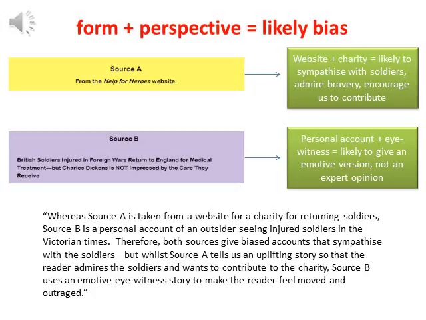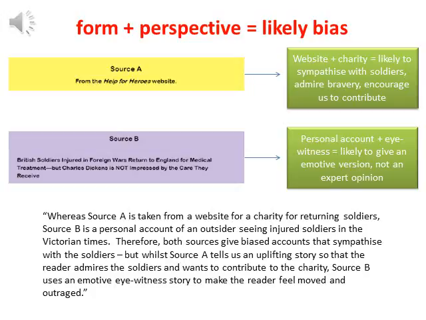So these things together will give you a brief introduction, and that might end up looking something like this. Whereas source A is taken from a website for a charity for returning soldiers, source B is a personal account of an outsider seeing injured soldiers in the Victorian times. Therefore, both sources give biased accounts that sympathise with the soldiers. But while source A tells us an uplifting story so that the reader admires the soldiers and wants to contribute to the charity, source B uses an emotive eyewitness story to make the reader feel moved and outraged.